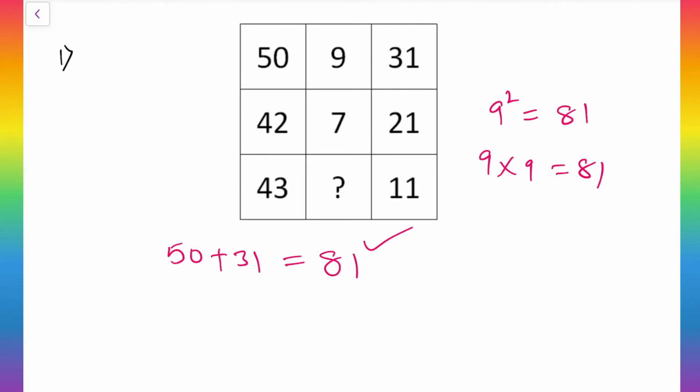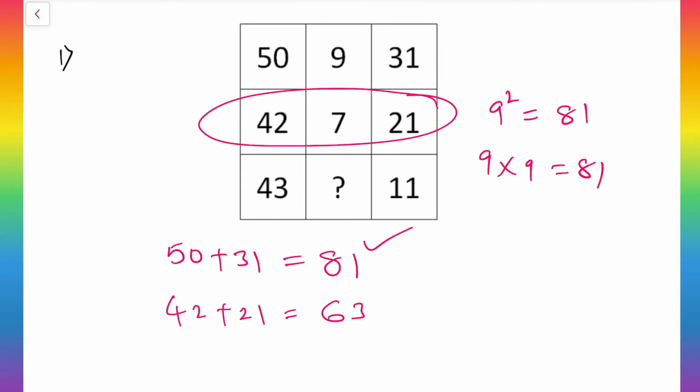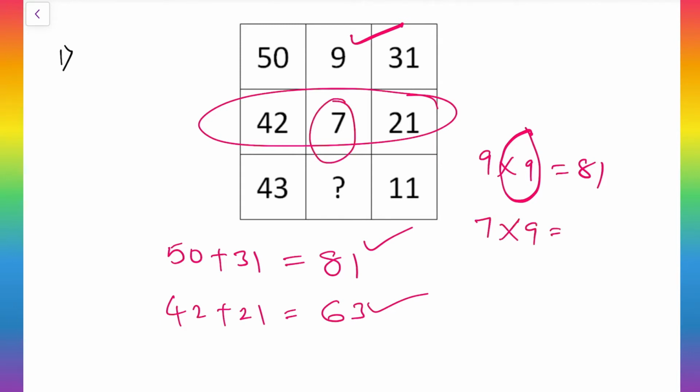I'll try to apply the same logic for the second row also. The last two numbers, 42 plus 21, is 63. Now, if we take the first logic, 9 square is 81, but in this case 63 is not a square of any number. So this first logic is waste. Next, the middle number, that is 9. Middle number into 9 gives 81. So here the middle number is 7, and 7 into 9 gives 63. So this is the correct logic.